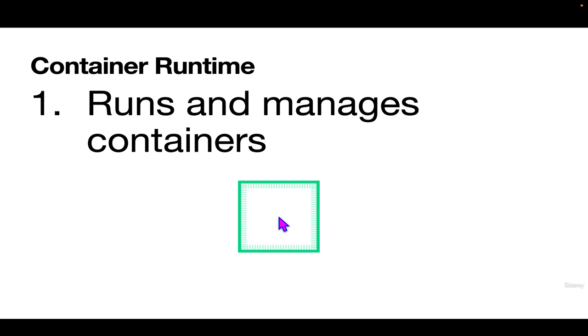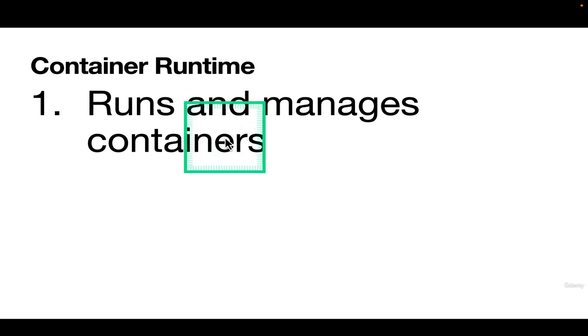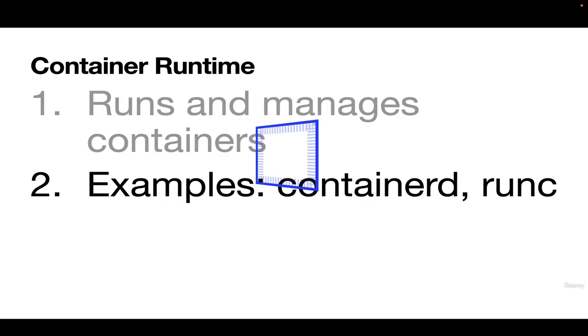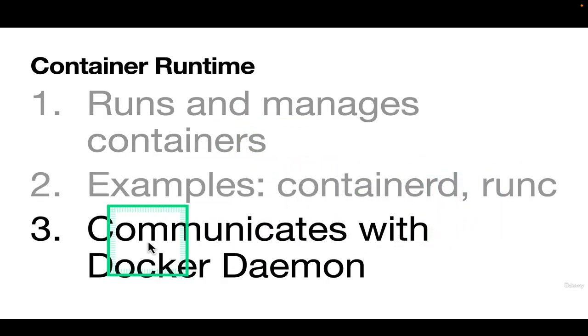Container runtime runs and manages containers. Container runtime is responsible for running and managing containers. Examples: containerd and runc. Communicates with Docker daemon. So Docker daemon communicates with the container runtime to create, start, stop and monitor containers. So Docker daemon is actually interacting with container runtime to manage, create, start, stop and monitor containers.